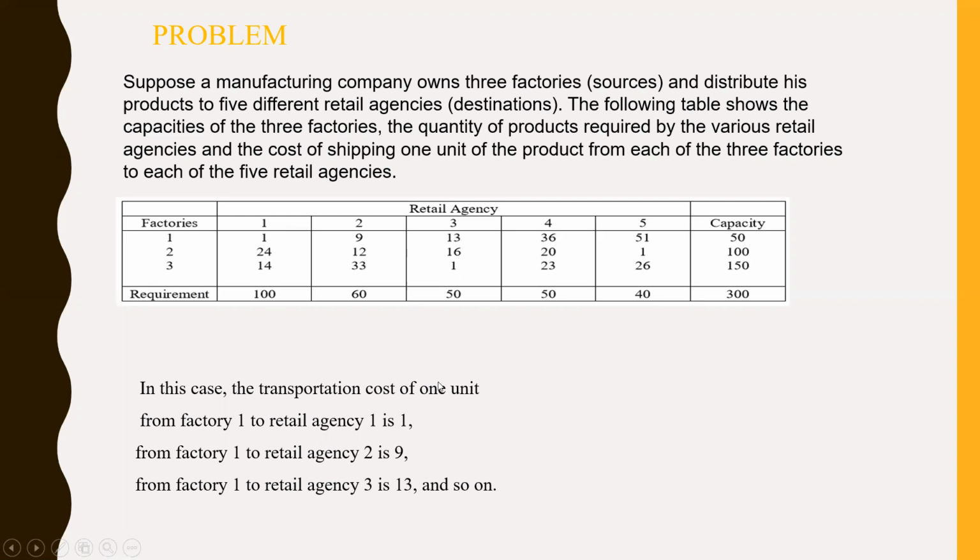So in this case, the transportation cost of one unit from factory 1 to retail agency 1 is 1. Then factory 1 to retail agency 2, the transportation cost is 9. Then factory 1 to retail agency 3, the transportation cost is 13. Similarly, factory 2 to retail agency 4 is 20. And from factory 3 to retail agency 5 is 26. So it goes on like this.